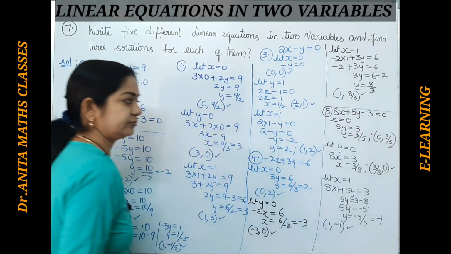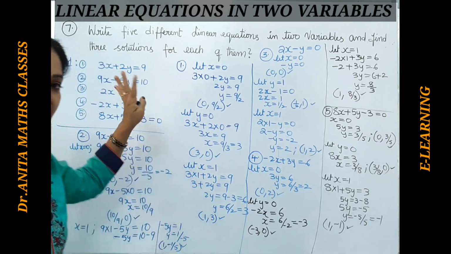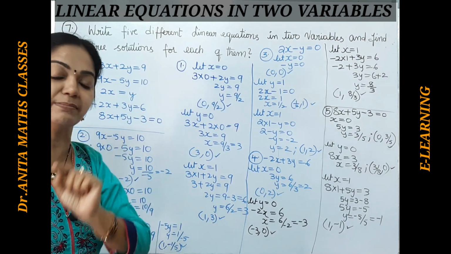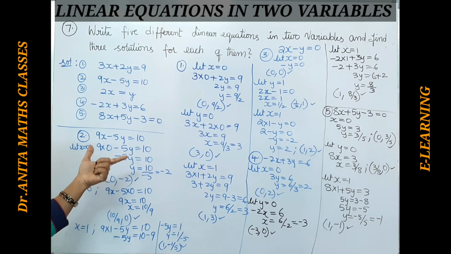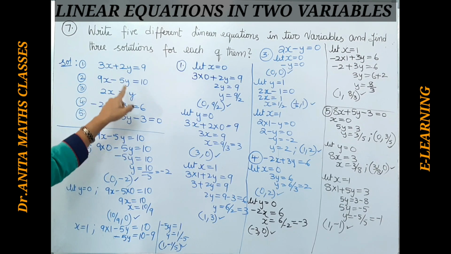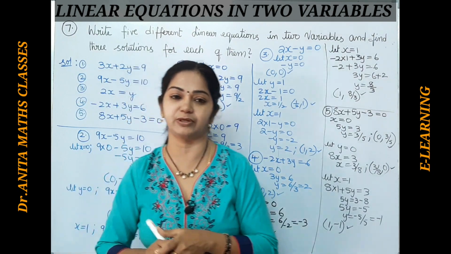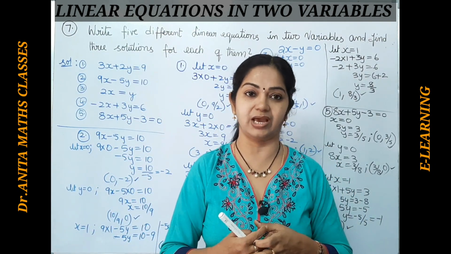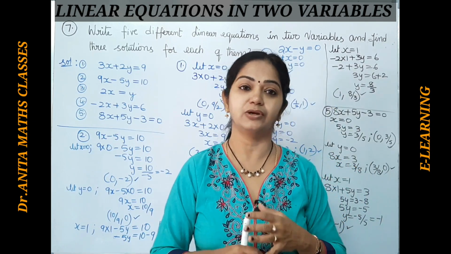Okay. So I had randomly taken 5 equations. You can take your own 5 equations. For each equation, apply x or y values, the simpler value, so that you get the other variable. Okay, that will become the solution. Likewise, 3 solutions you need to find. I hope you have understood this concept of finding out the solutions for the linear equations. And we have also observed that there are many solutions for the linear equations in 2 variables.